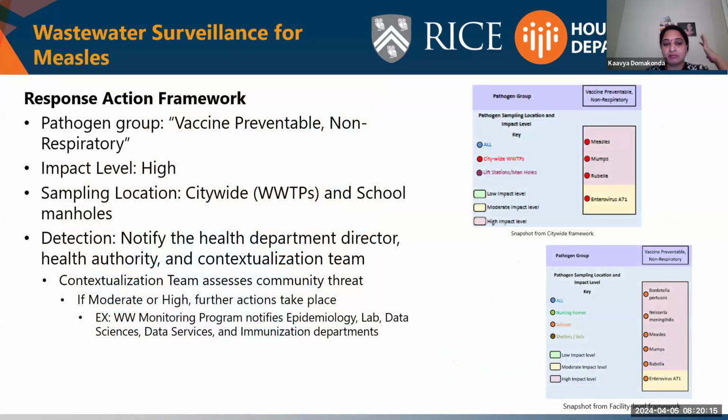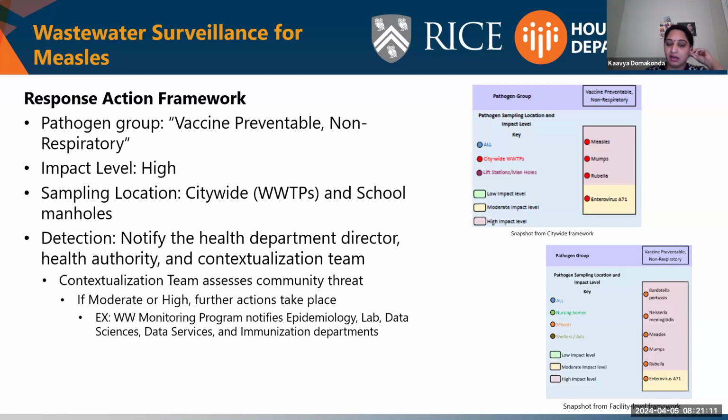Okay, as we are moving from normalizing COVID and looking into new pathogens, what we decided in the Houston Health Department is to build a response action framework internally, on how we should address actionability in the community if we identify a pathogen, here, for example, measles. We categorized all our new pathogens into vaccine preventable, non-respiratory, and different categories to address actionability in Houston. We work with an infectious disease doctor advisory group in Houston to identify which categories these would fall within, whether it's vaccine preventable or non-vaccine preventable. Right now, measles would fall within vaccine preventable.